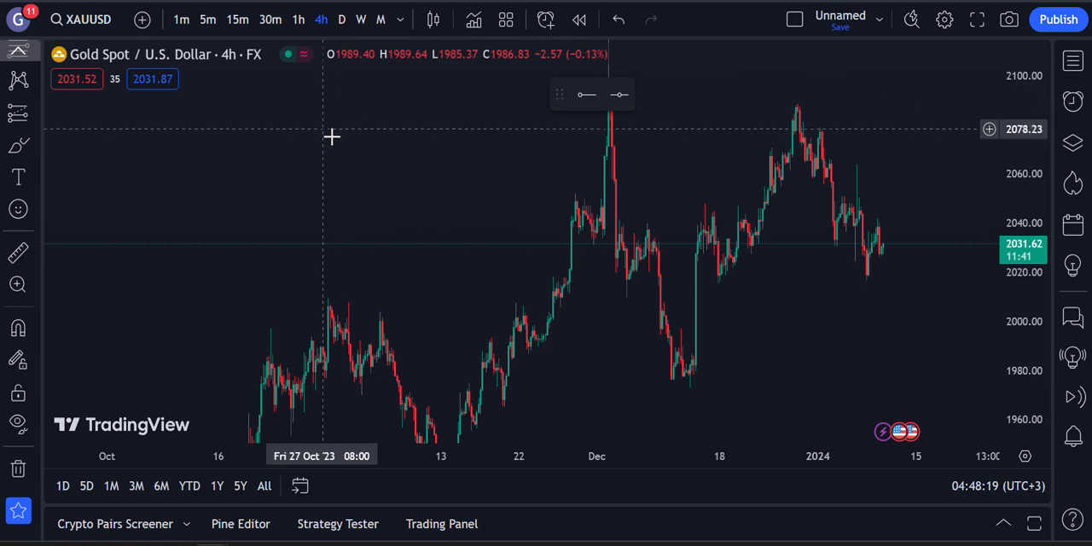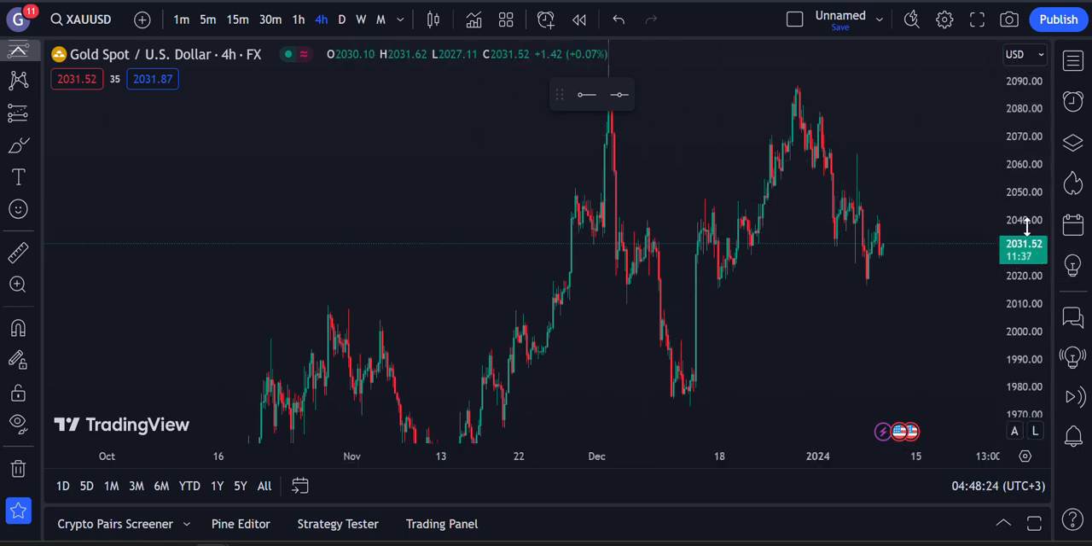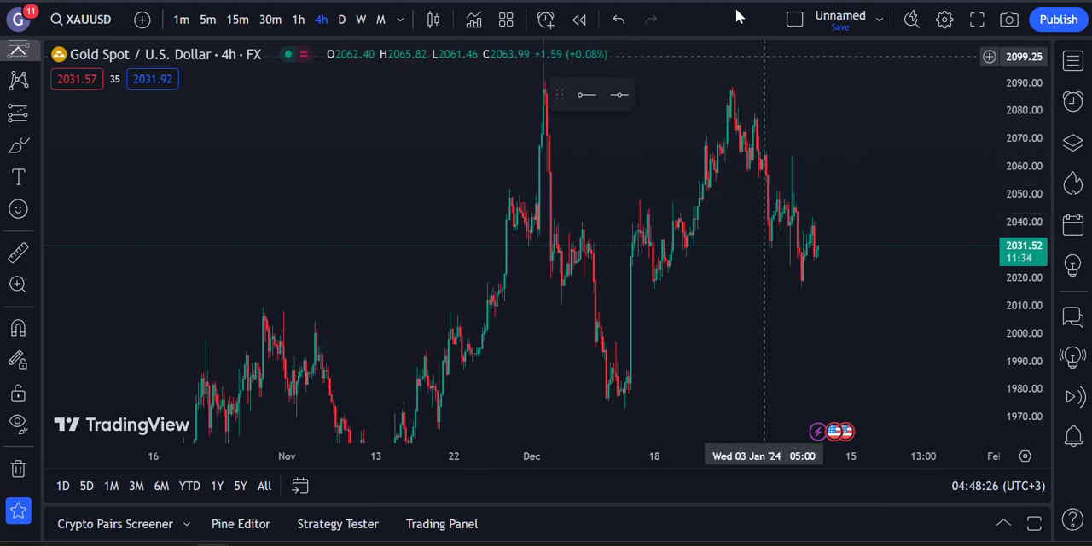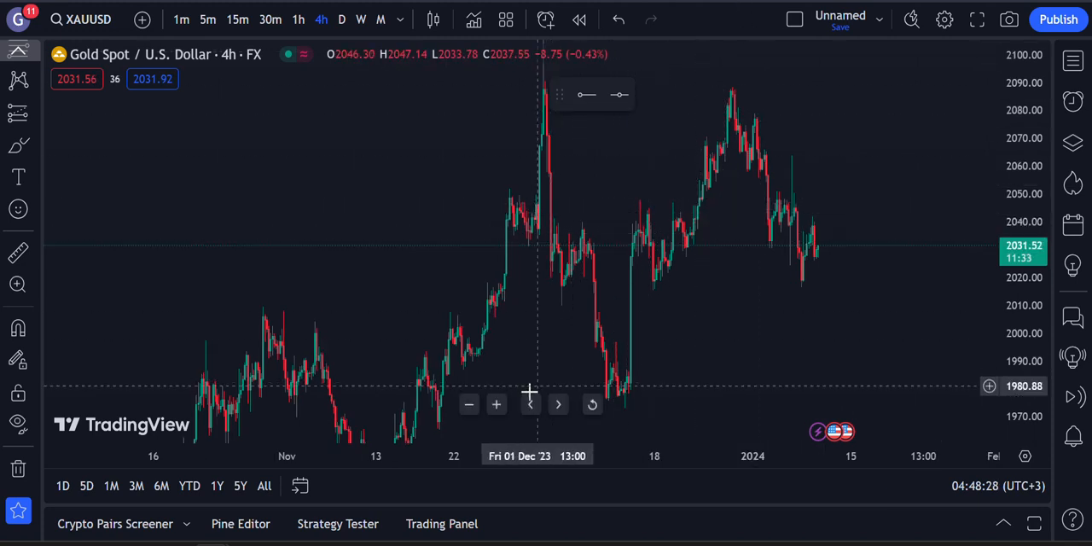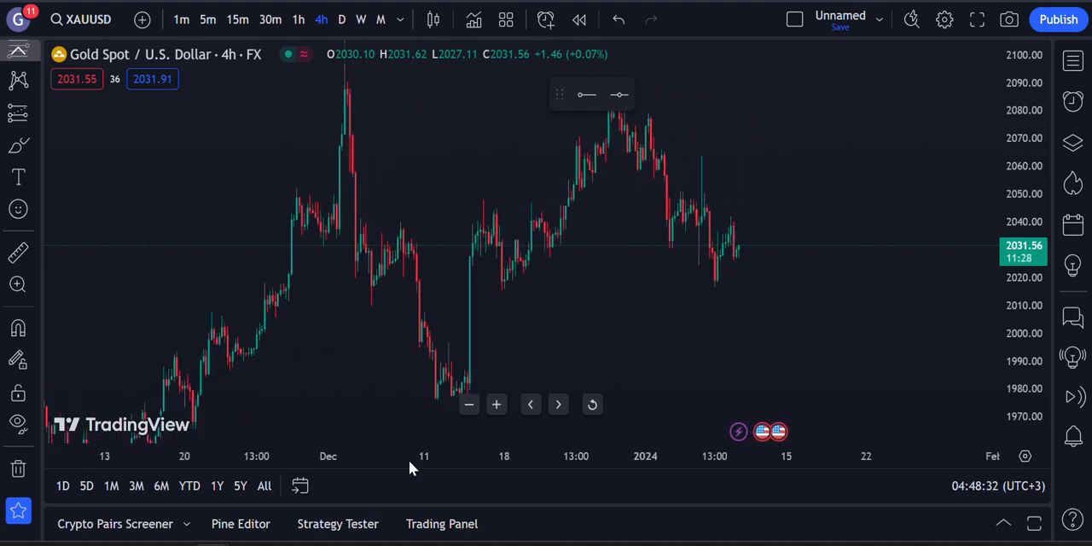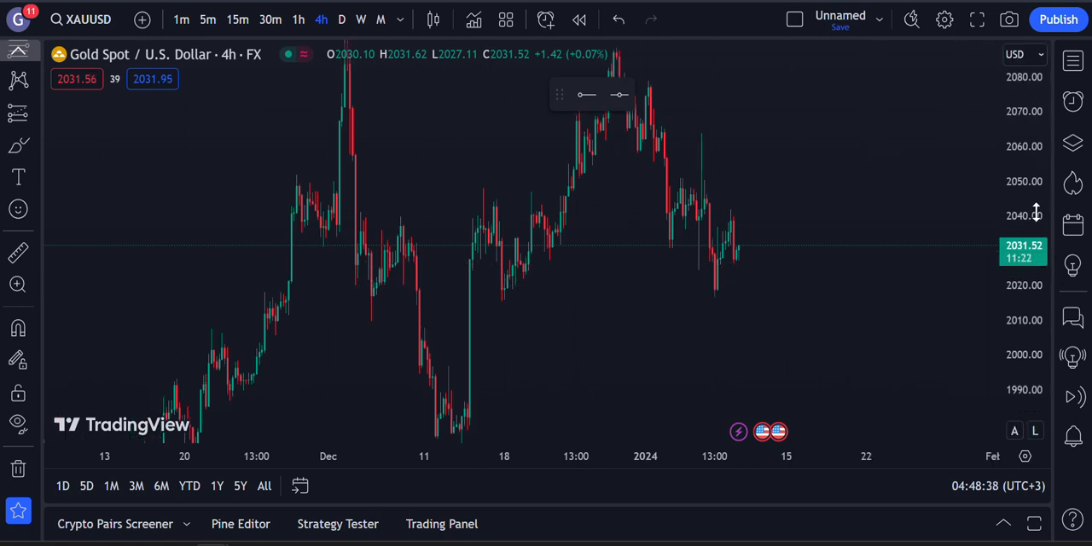So to begin with, we are going to analyze gold, and this is one of the best pairs to trade. In what sense? One, in the sense that it has good volume, and the other in the sense that you don't need a lot of capital to trade gold.